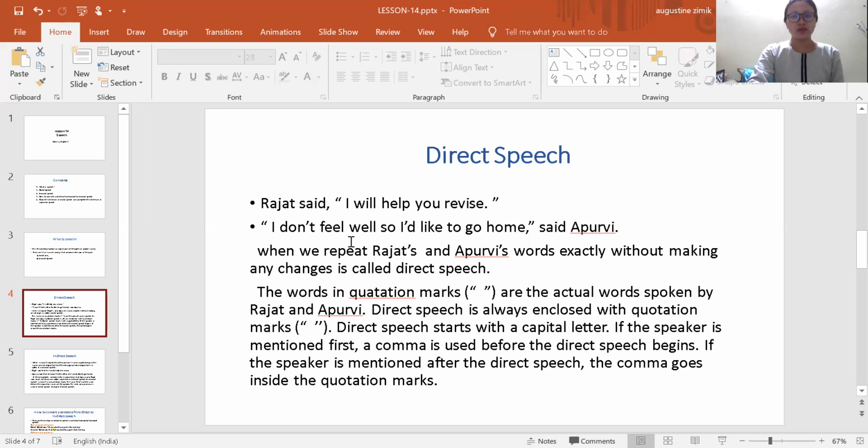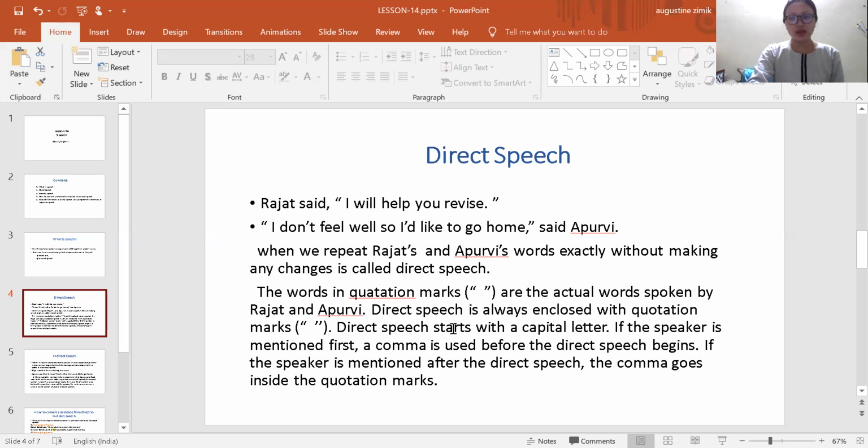This type of words, when we repeat exactly without making any change, is called what? Direct speech. The words in quotation marks, I will help you revise and I don't feel well, I would like to go home, these words are in quotation, okay? Are the actual words spoken by Rajat and Apurvi. Direct speech is always enclosed with quotation marks. Here, direct speech is always written in quotation marks. Okay, these are the quotation.